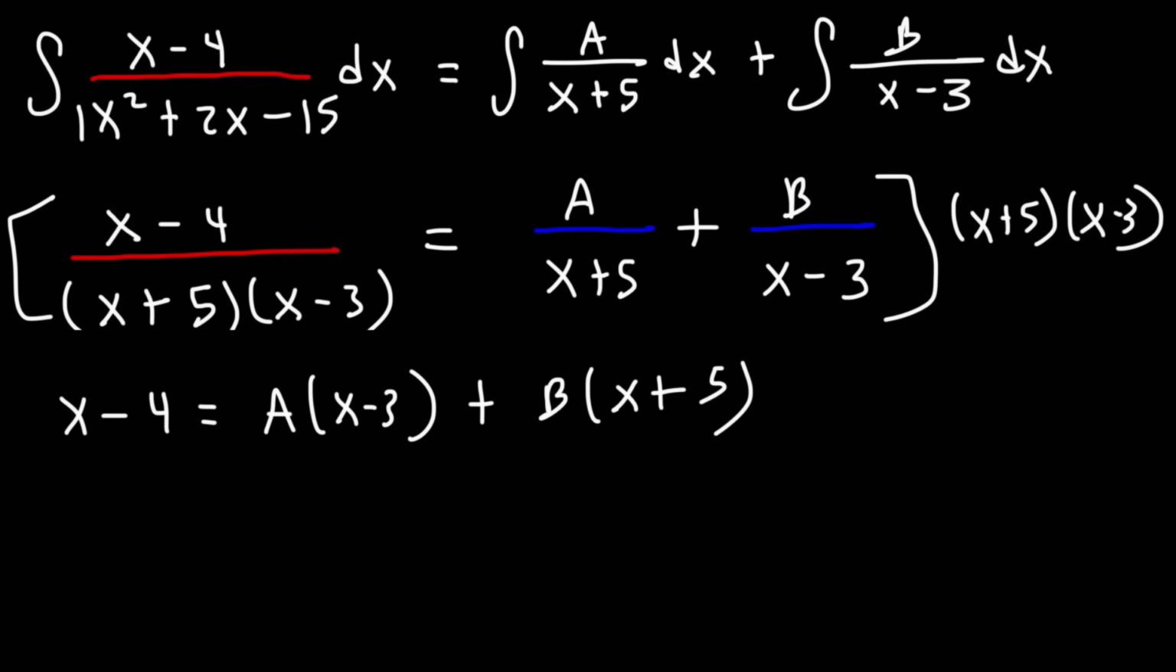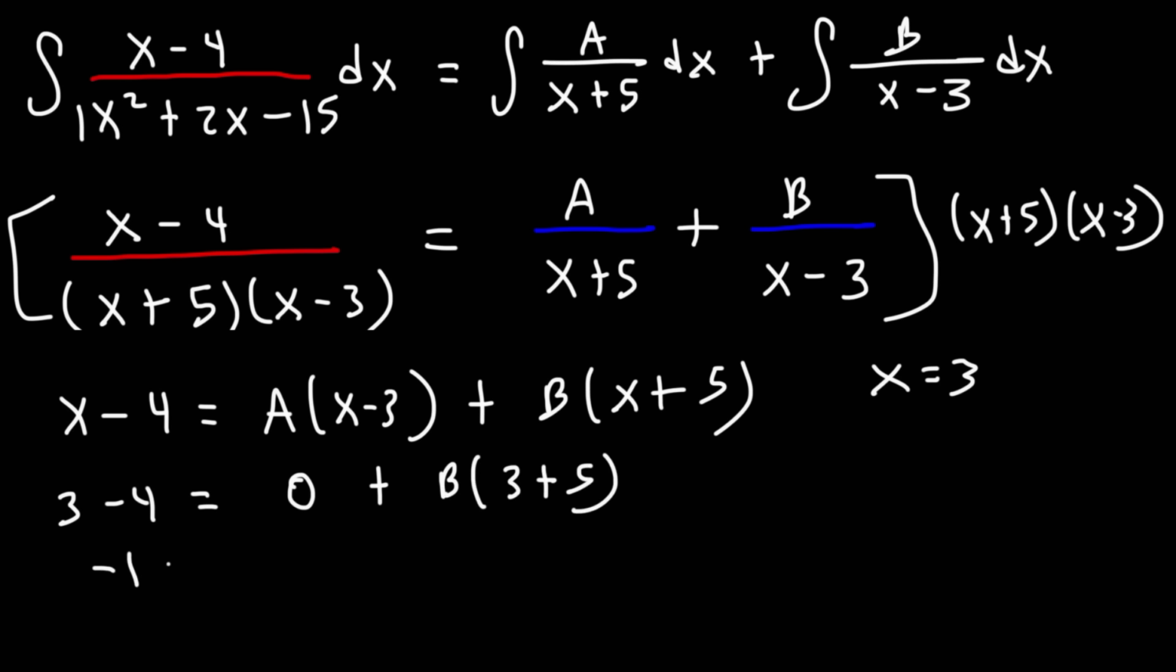So like before, we're going to plug in x values to calculate the value of a and b. So let's begin by plugging in 3. If we plug in x equals 3, this term goes to 0. So we're going to have 3 minus 4 is equal to 0 plus b times 3 plus 5. Now 3 minus 4 is negative 1. 3 plus 5 is 8. Dividing both sides by 8, we're going to get that b is equal to negative 1 over 8.